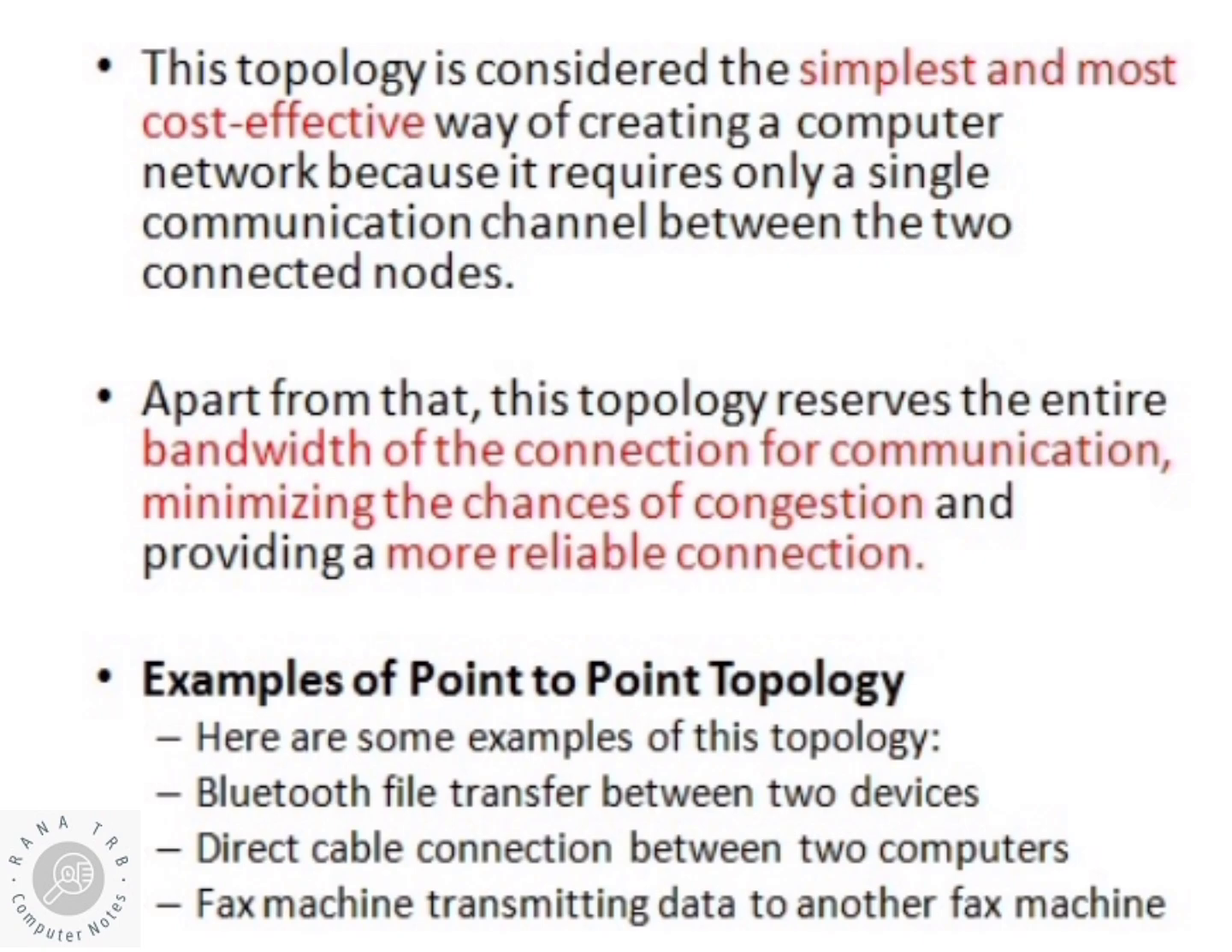Apart from this, the topology can use the entire bandwidth of the communication and minimize the chance of congestion, and it is more reliable. Some examples of point-to-point topologies are Bluetooth file transfer between two devices, two devices having direct connections, and one more best example is a fax machine transmitting data to another fax machine.